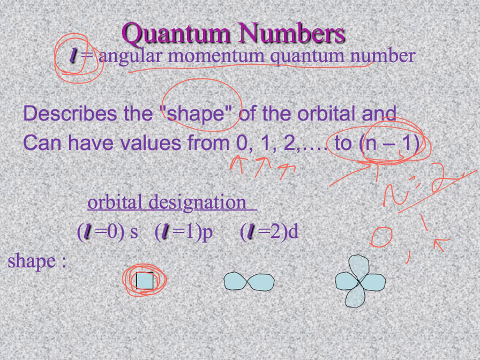The other thing to remember is that if L has a value of 0, we are talking about s orbitals. If L has a value of 1, we're talking about p orbitals. And if L has a value of 2, we are talking about d orbitals. Not sure why I left f orbitals off this page, but if L has a value of 3, that is an f orbital. You don't need to know the shape for f's. They're very complex.